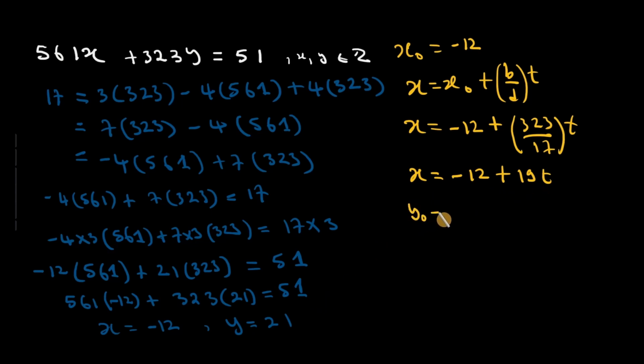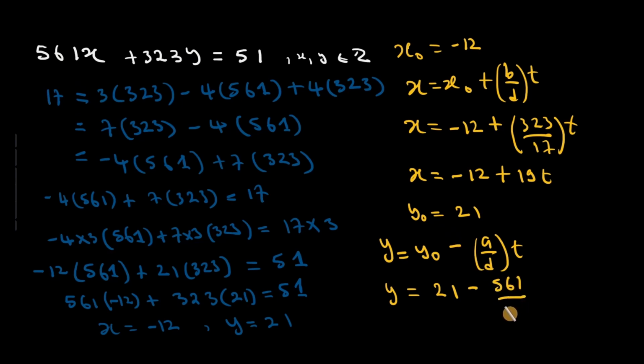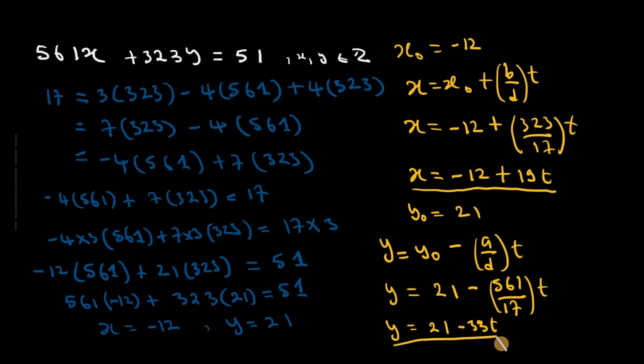Now for y naught is equal to 21, the other values can be obtained from the general solution. y is equal to y naught minus a over d times t. y is equal to 21 minus a, which is 561, 561 divided by 17 times t. That is y is equal to 21 minus 33t, which is another general solution. So the two general solutions are x equals minus 12 plus 19t and y equals 21 minus 33t.